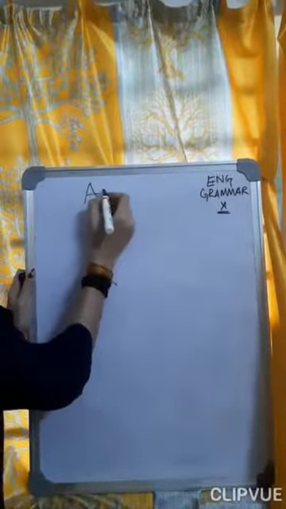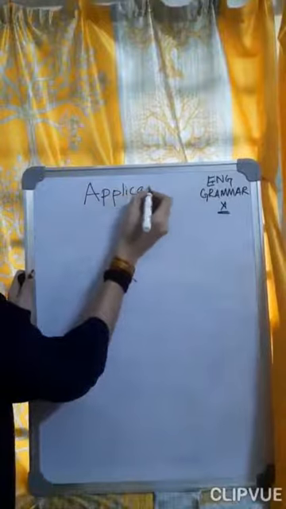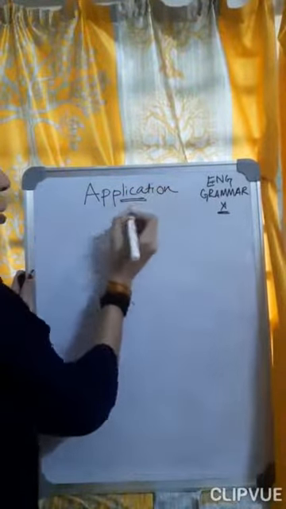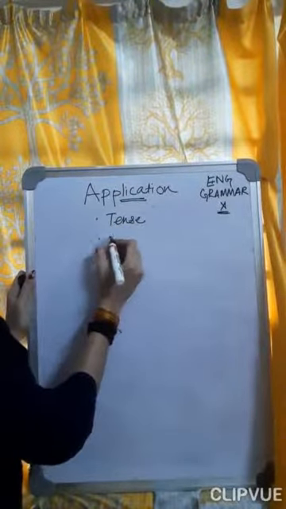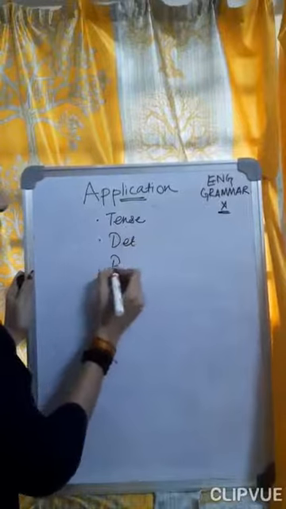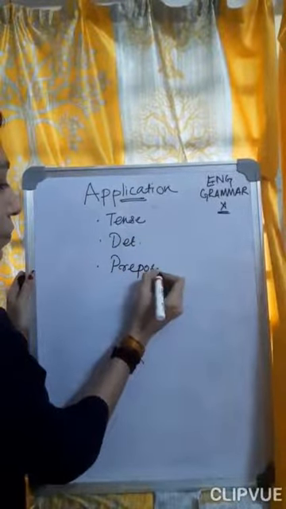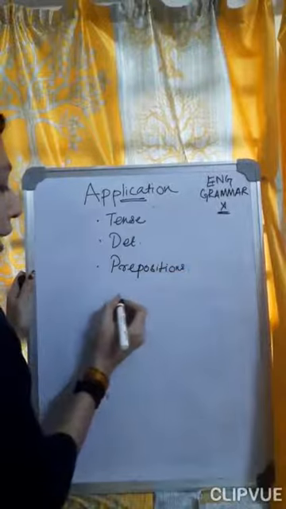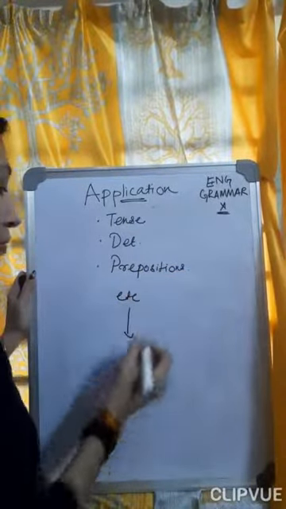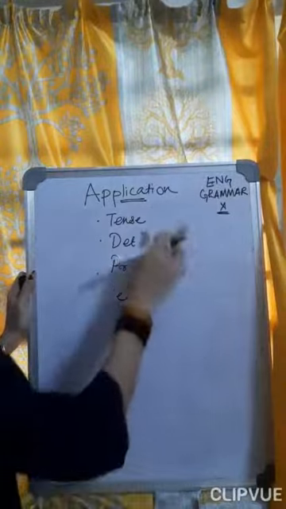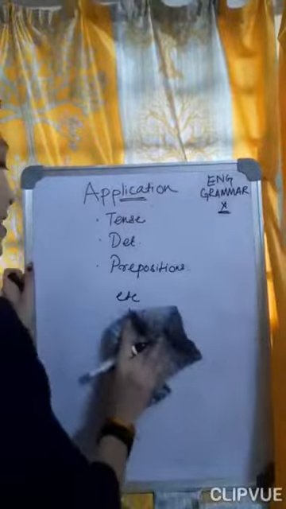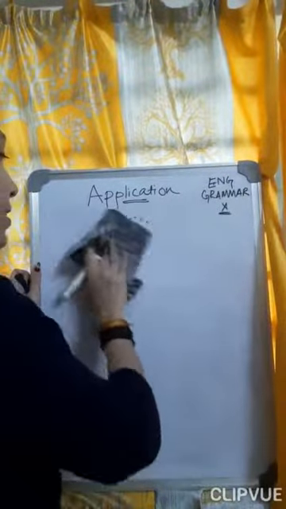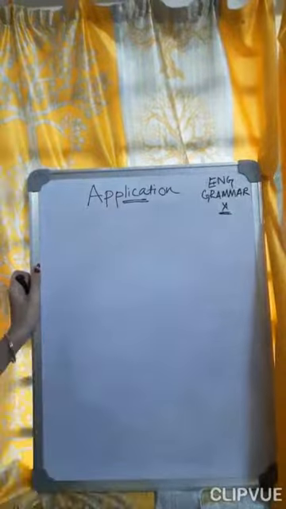So what we are dealing with? Application. Application of the things that we have already done, like tense, determiners, prepositions, etc. So many things. But all these things, as I have told you in the previous lecture also, will be tested in the form of something else. And what is that else? That is the thing that we are going to deal with in this application series.